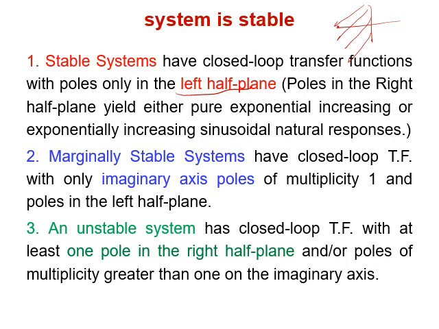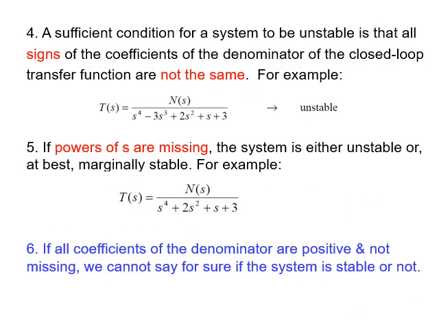In marginally stable, you will find that some of the poles will be on the imaginary axis. And in unstable, you will find at least one pole on the right hand side. Maybe this one is on the right hand side, and let us say these poles are on the left hand side. If one pole or more is on the right hand side, that means the system is unstable. This is a kind of indication, a method to tell us whether the system is stable or not stable.